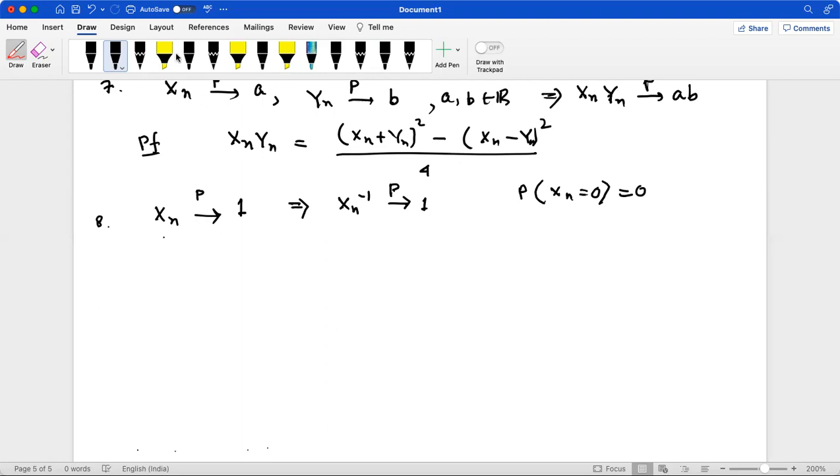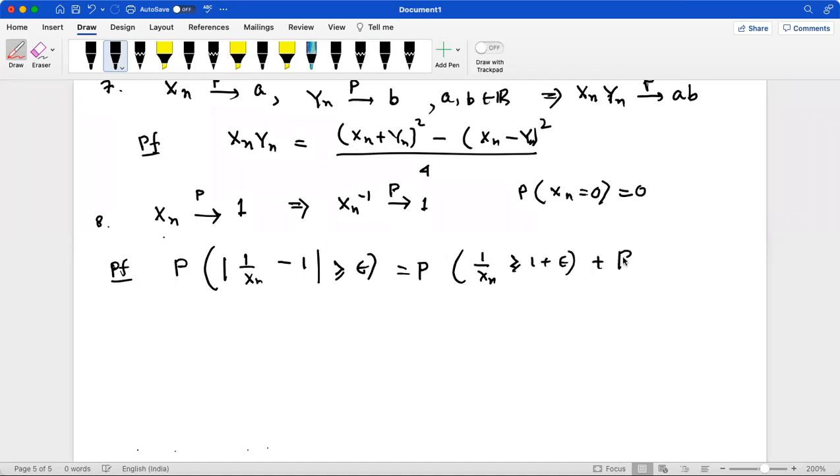Now this proof is slightly complicated. This is actually the other easy one. This is complicated. So what is the line of proof? The proof is like that. The probability of |1 by xn minus 1| greater than or equal to epsilon is nothing but the probability of 1 by xn greater than or equal to 1 plus epsilon plus the probability of 1 by xn less than or equal to 1 minus epsilon.